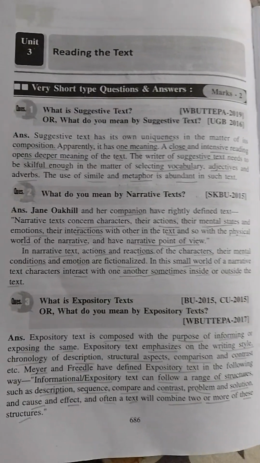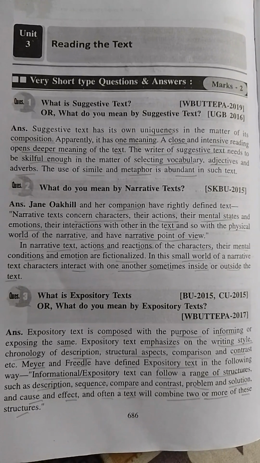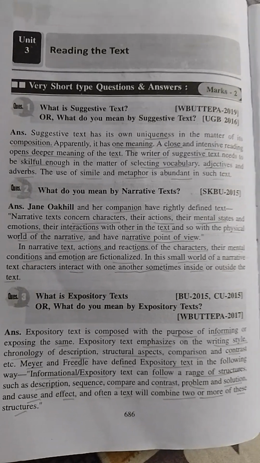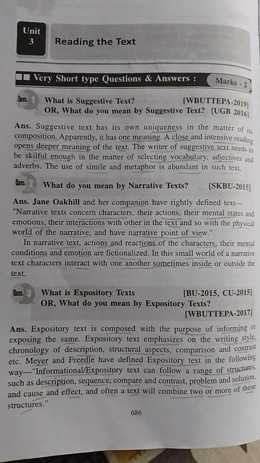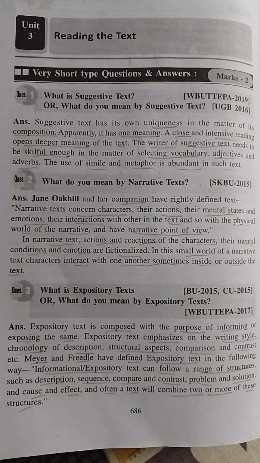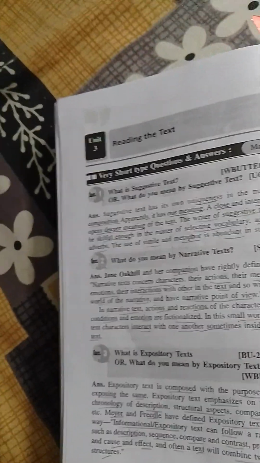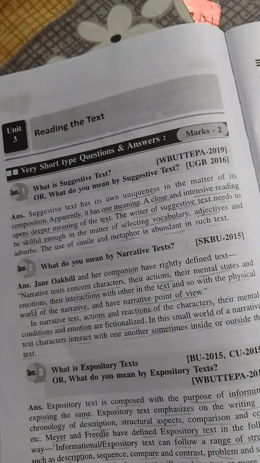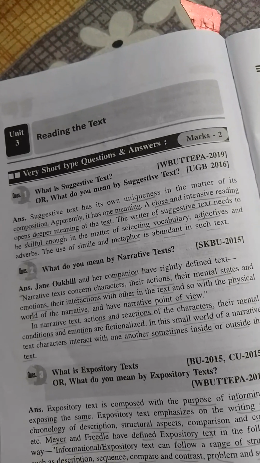Suggestive text has its own uniqueness in matter of its composition. Apparently, it has one meaning. A close and intensive reading opens deeper meaning of text. The writer of suggestive text needs to be skillful enough in matter of selecting vocabulary, adjectives, and adverbs. The use of simile and metaphor is abundant in such text.